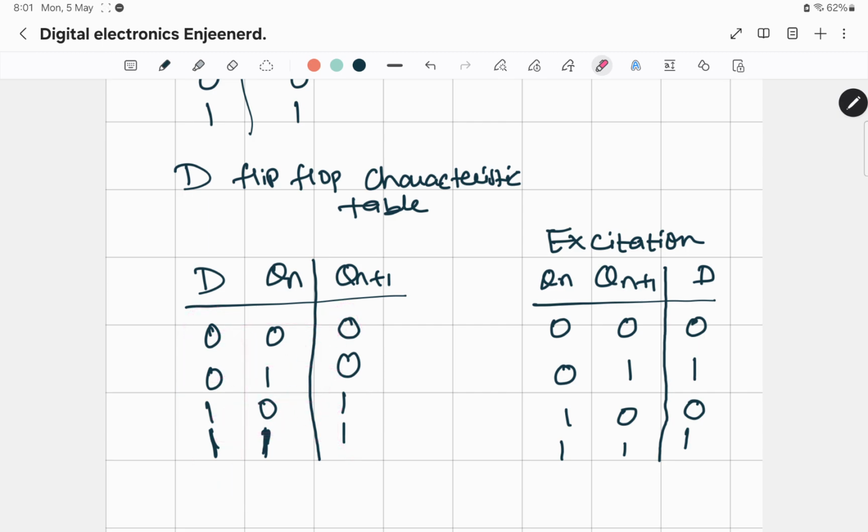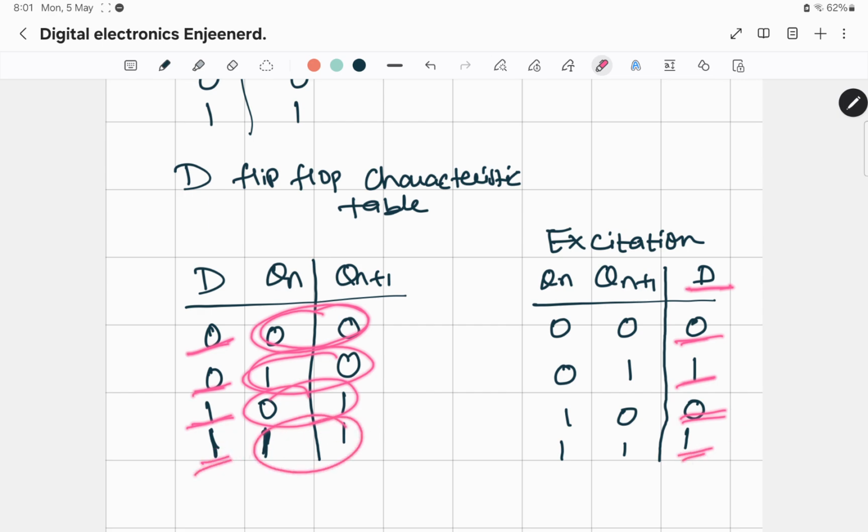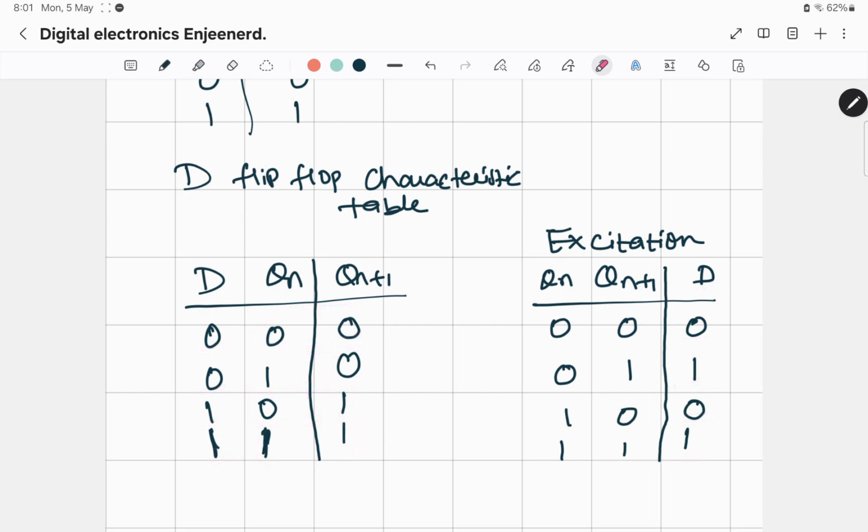Now from this we have to find out the excitation table. So the excitation table is Qn and Qn plus 1, current state and next state. What should be my D? So for 0 0, it has to be 0. For 0 1, it has to be 1. For 1 0, it is 0. And for 1 1, it is 1, right? So this is how you write down the excitation table.